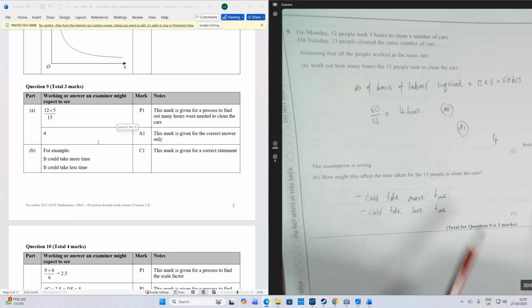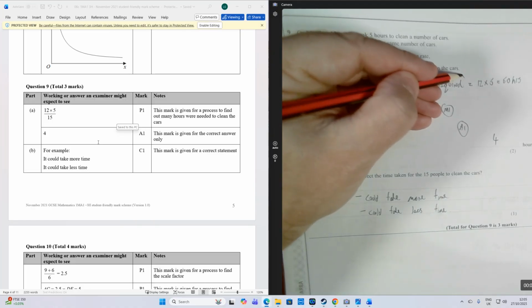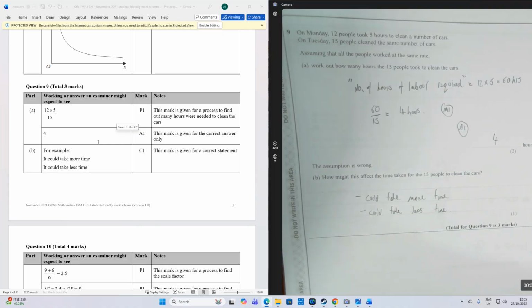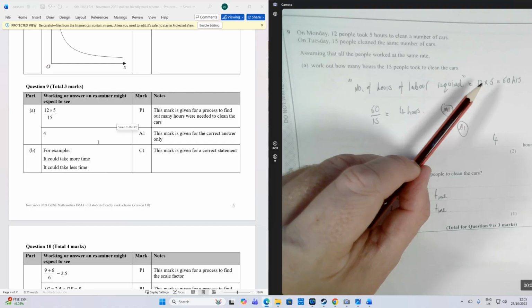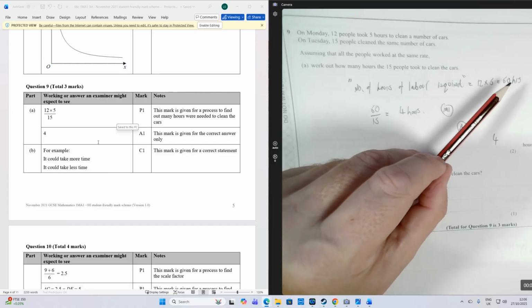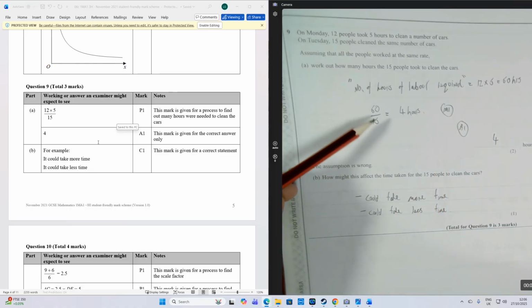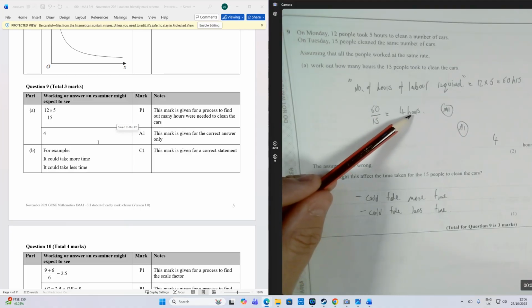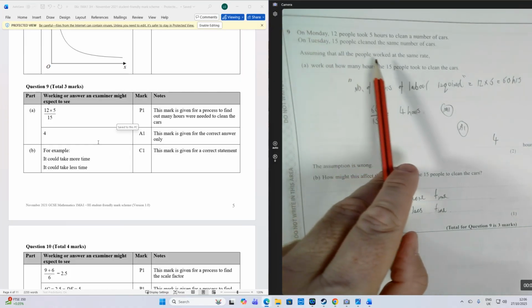So the first step in these kinds of questions is always to work out the number of hours of labour that's required to complete the task. And 12 people took 5 hours. So that means 12 times 5, which means that 60 hours of labour was required to complete the task. So we then divide that by 15 because we've got 15 people working. So a task that requires 60 hours of labour divided by 15 people means it's going to be completed in 4 hours.